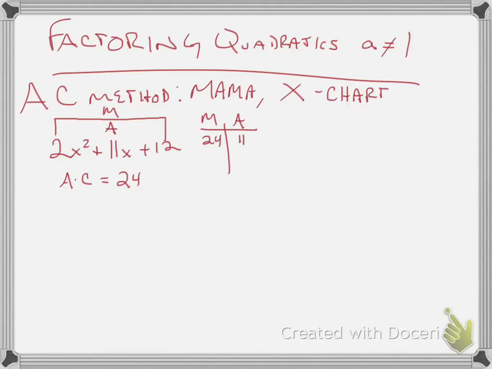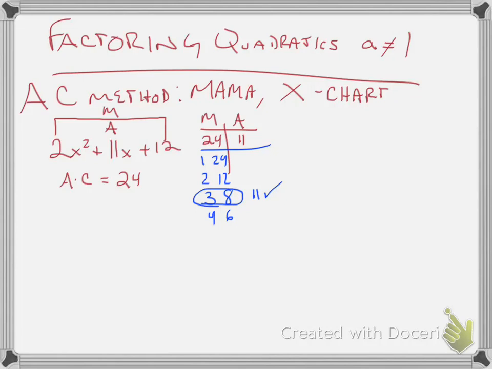So it needs to multiply to be 24 and add to be 11. So if you find the factors of 24, you have 1 and 24, 2 and 12, 3 and 8, 4 and 6, and 5 doesn't, so I'm looking at those. Out of those, which ones add to be 11? I know they're both positive, so I'm going to use 3 and 8.